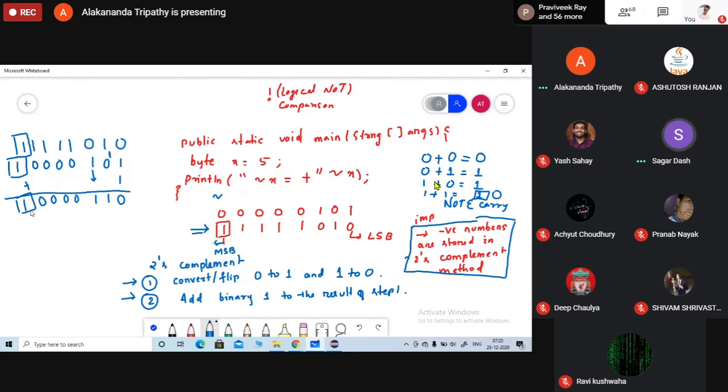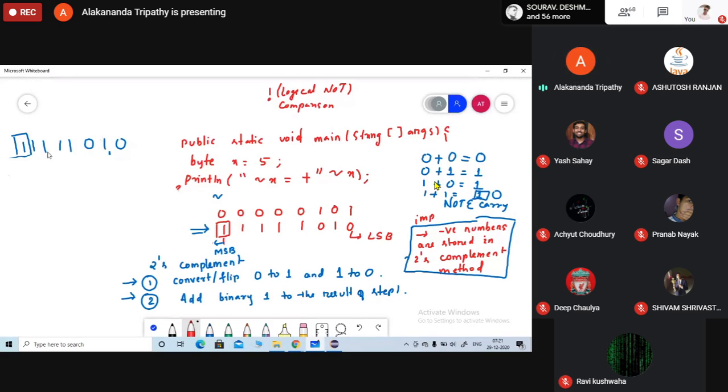Can you repeat it again? I will repeat it. I am removing these lines. Again, I will repeat it. This is the number I have obtained after performing which operation? Not two's complement, the negation operation.